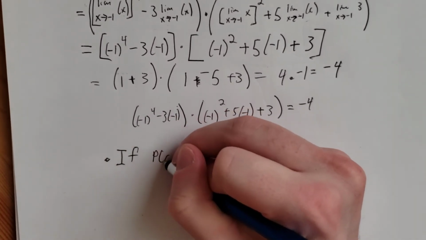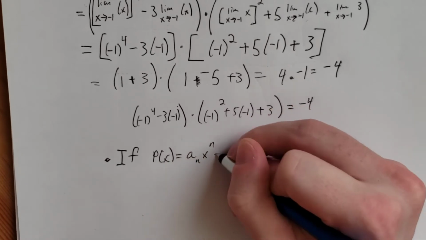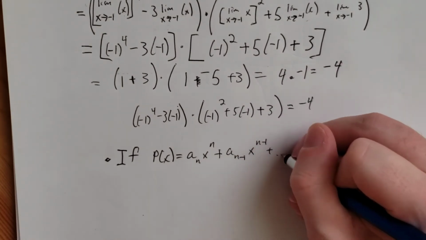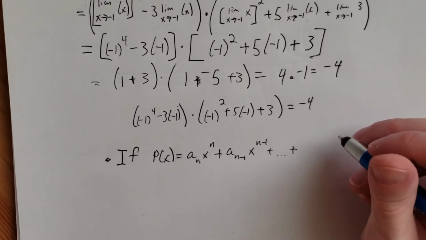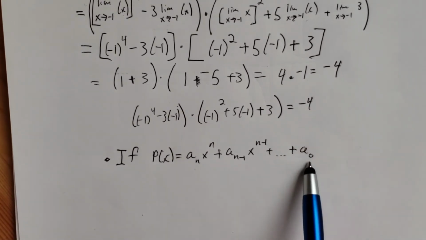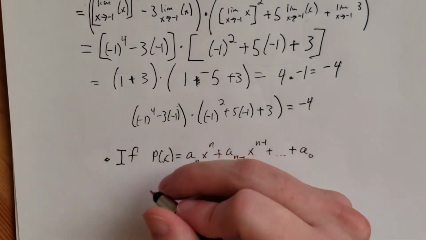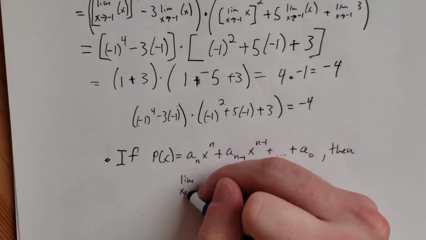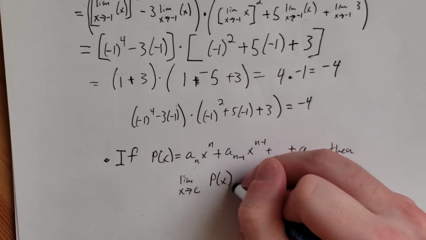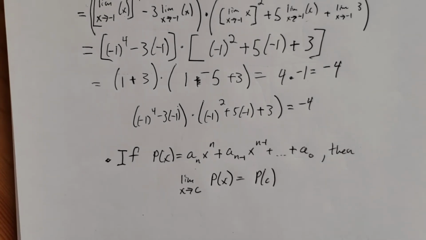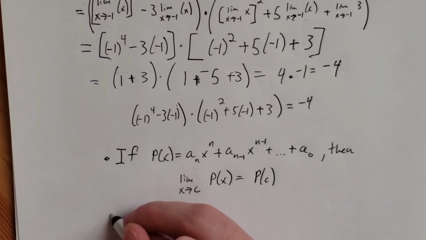So if p(x) is some polynomial, so what is a polynomial? That is an expression of some form similar to this, a function that is equal to this, a_n x^n and so on down to a_0, where a_n through a_0 are all constants. We have a polynomial. Then the limit as x approaches some constant c of this polynomial p(x) is just p(c). So we can just plug in c into the polynomial and evaluate that polynomial at c, and that will be our limit. So that's nice. So for polynomials, we can just plug it in.